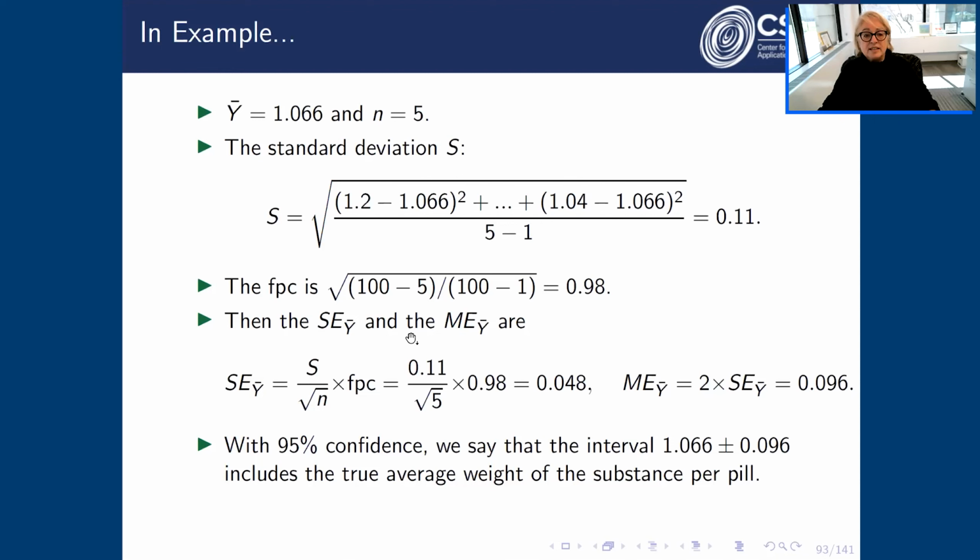And so the standard error and the margin of error for y bar is 0.048 and 0.096. So what can I say? I can say that with 95% confidence, the interval 1.066 plus or minus 0.096 will cover the true average weight of that substance per pill in the population.